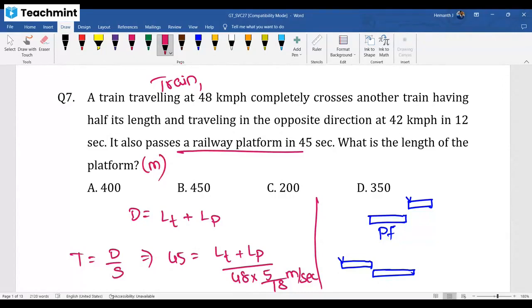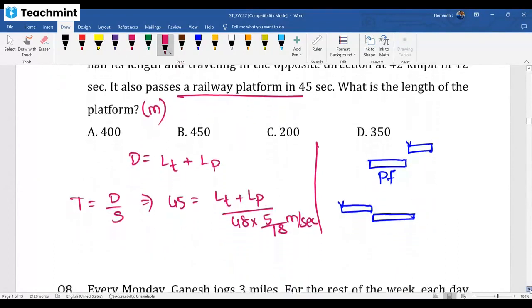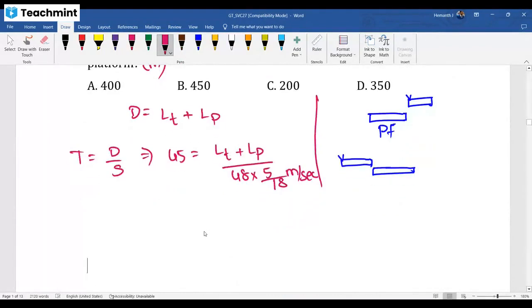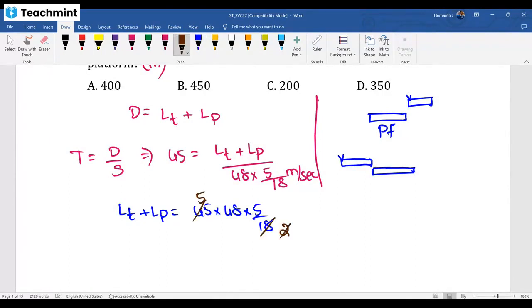It should be in meters. Here I want the length of the train, then only I can calculate the length of the platform. Cross multiplying, length of the train plus length of the platform is 45 into 48 into 5 upon 18. That gives 600 meters as the length of the train plus the length of the platform. This is a train crossing platform case.